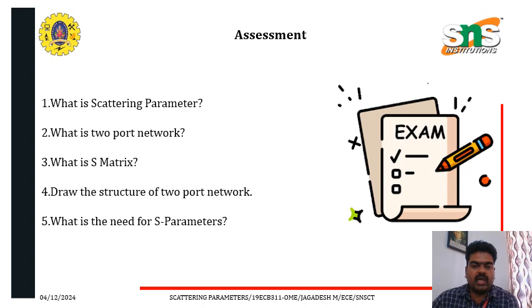So let's have the assessment. First question: what is a scattering parameter? Second question: what is a two-port network? Third: what is the S matrix? Draw the structure of a two-port network and explain what is the need for S parameters.